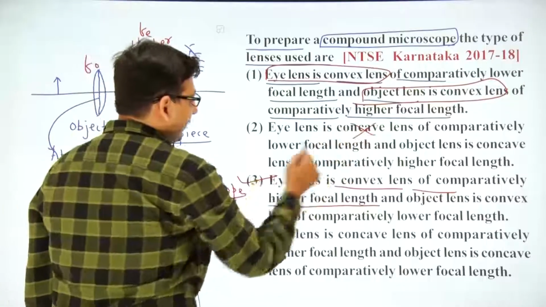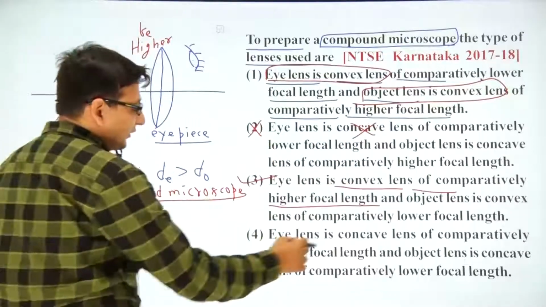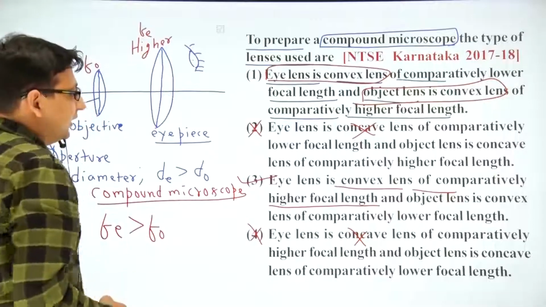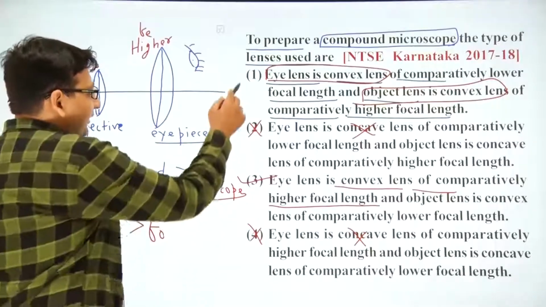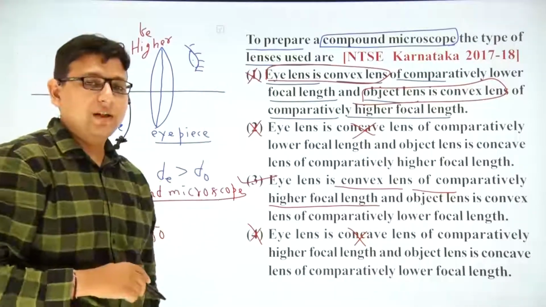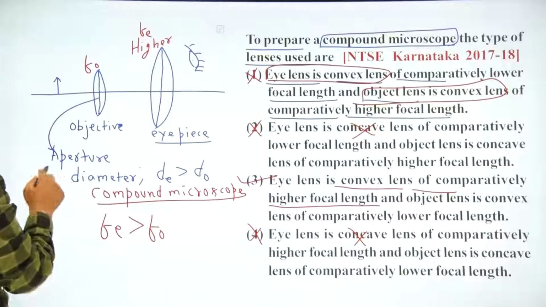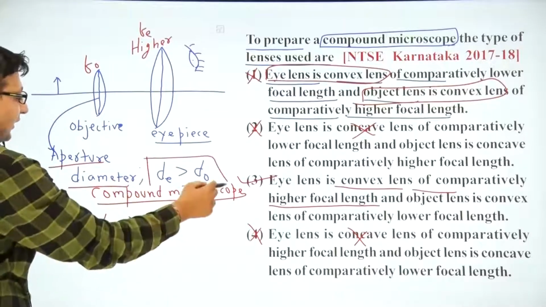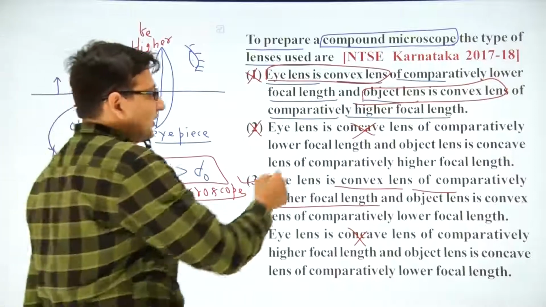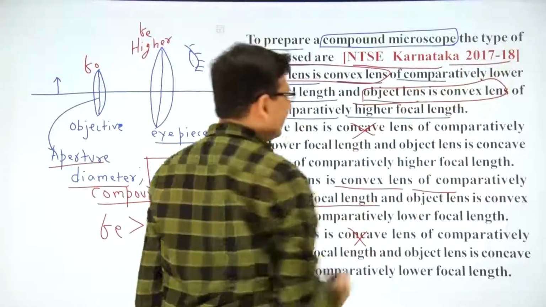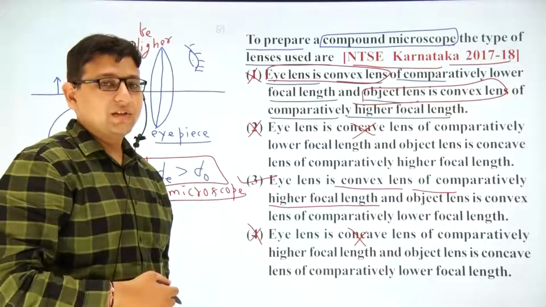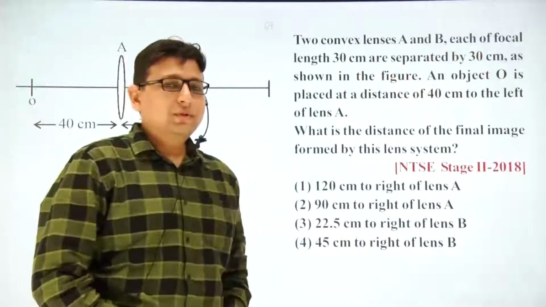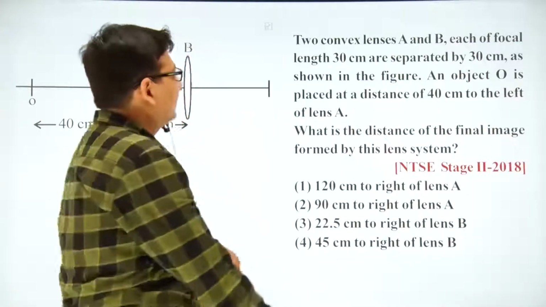We are not having a concave lens, so 2 is wrong. We are not having a concave lens, so 4 is wrong. In 1 and 3, 3 is the correct answer because of the focal length comparison. They are not asking for aperture diameter comparison. If they were asking, this is my answer. This question belongs to NTSC Karnataka 1718. Okay, students, moving to the next question.